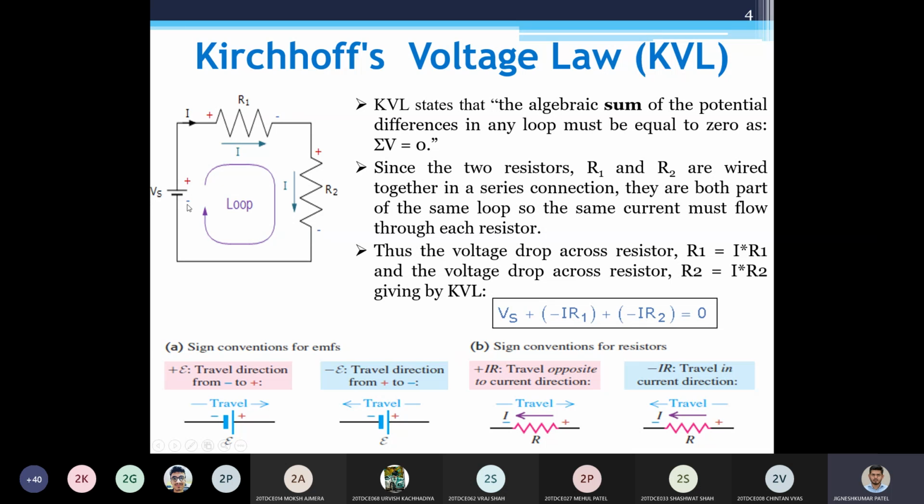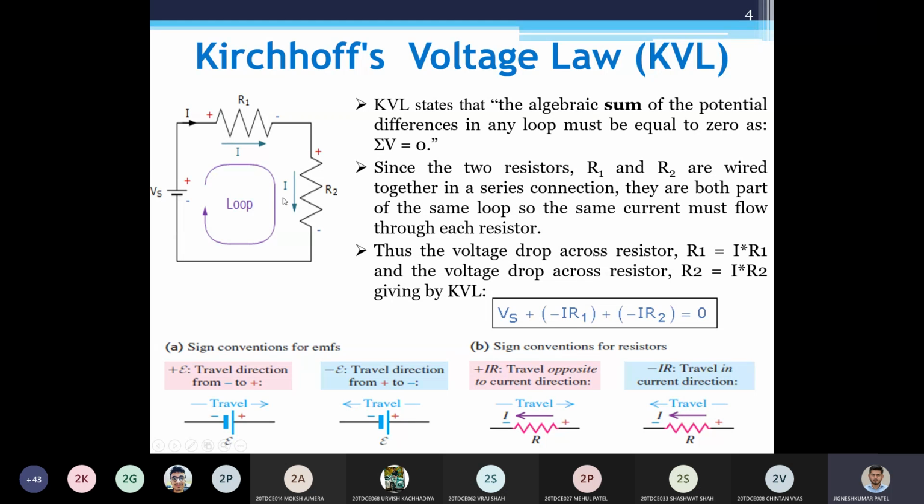If you are going from negative to positive with the voltage source, then we will consider it as positive. So if I travel like this, negative to positive, and it's a voltage source, then it is considered a positive sign. And if I'm going from positive to negative, in the direction of my current, see, this is the direction of current, then I'll consider this as a drop, and I'll consider it minus. So minus IR1. Okay, so these are the basics of KCL and KVL.